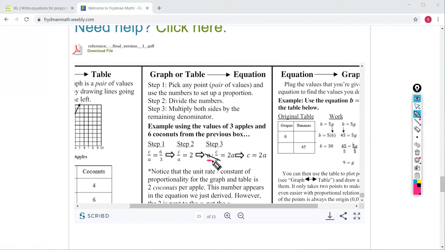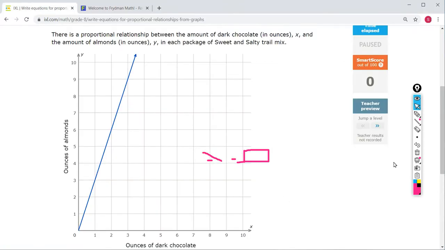There is the A over here, and we multiply the right side by A, then this A and this A cancel out, and our equation is just C equals 2A. So that would be the final answer for that example over here. Now let's go back to IXL and see if we can use the same strategy for this question.